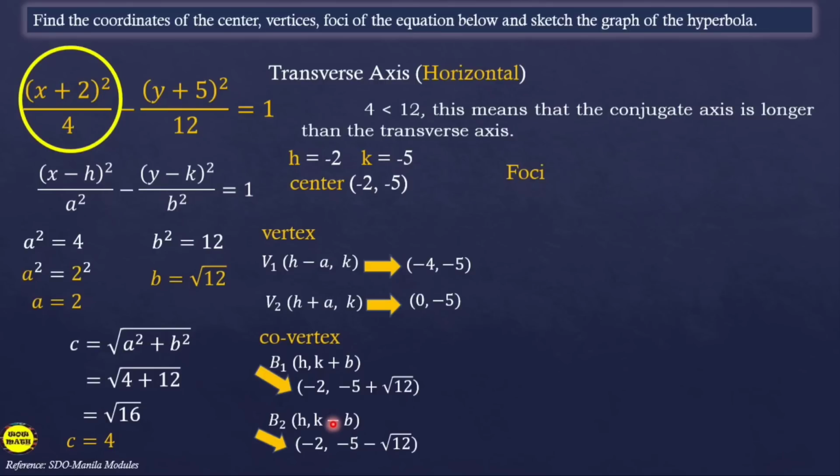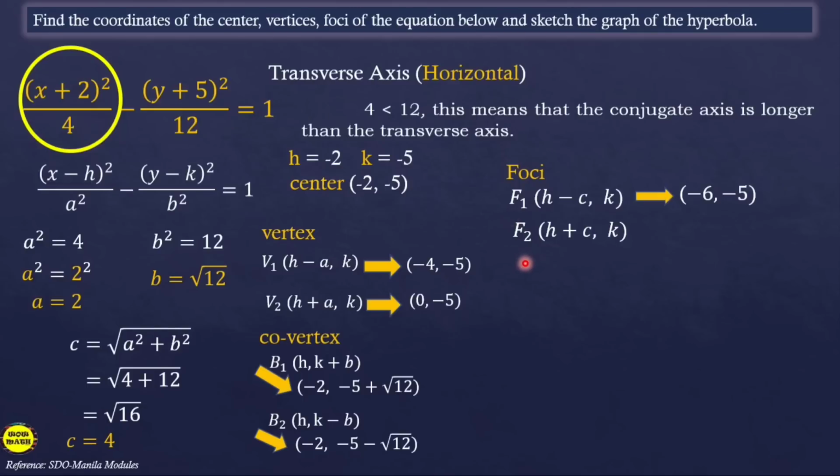Next, yung foci natin. So, yung f sub 1 natin, h minus c. So, yung h natin is negative 2 minus the value of c, which is 4. So, negative 2 minus 4, the answer is negative 6. Copy k, which is negative 5. So, negative 6, comma, negative 5, yung f sub 1 natin.